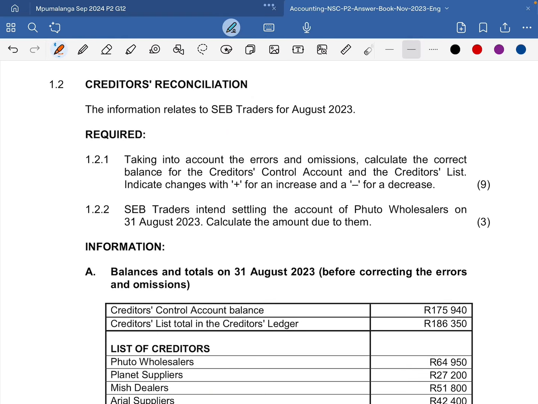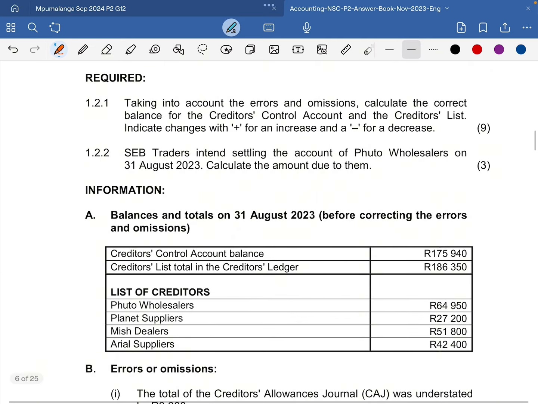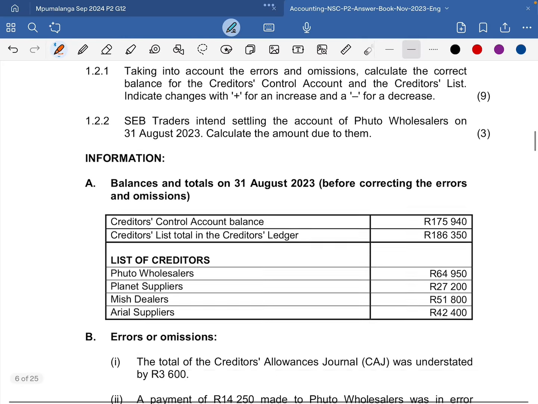and the creditors list. We also need to indicate the changes with plus for an increase and a minus for a decrease. Then the second one, this company intends to settle the account of Puto wholesalers on the 31st of August 2023, and we need to calculate the amount due to them.